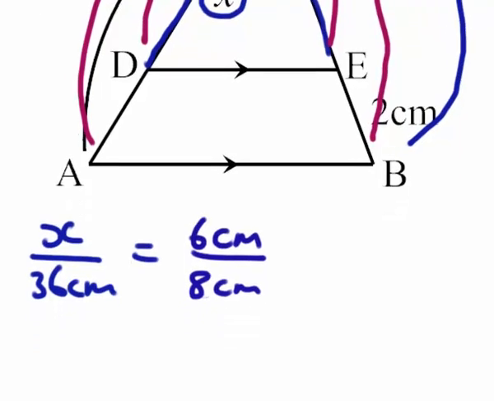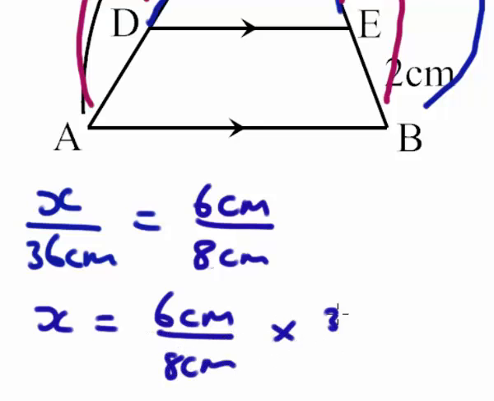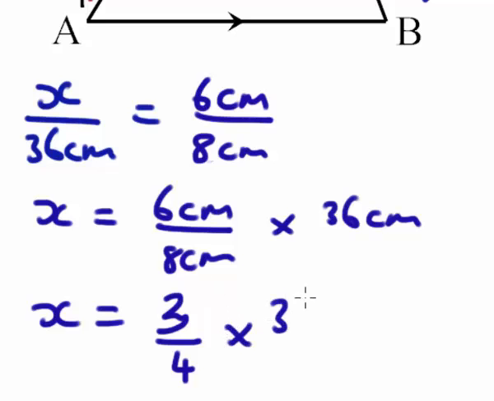I love this. Now look at this. Now we can say, well, x is equal to 6 centimeters over 8 centimeters multiplied by the 36 centimeters, because you're multiplying both sides by 36 and it cancels there. Now let's work out what this is. Well, if you look at that, the centimeters cancel. Let's simplify 6 and 8. Divide both by 2. So 6 divided by 2 is 3, and 8 divided by 2 is 4, of 36 centimeters.